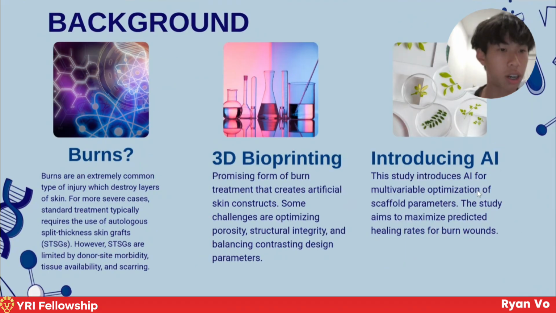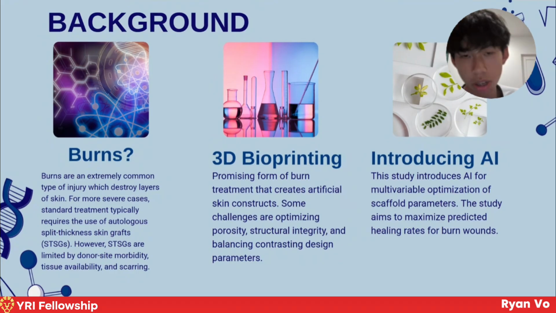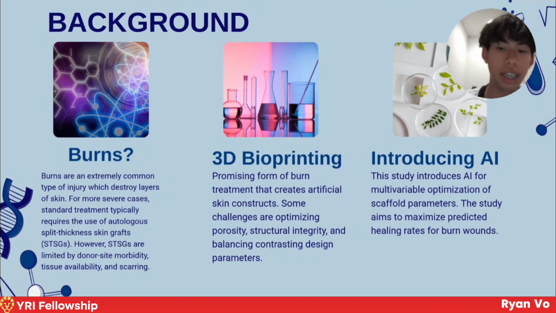patients. Burns are an extremely common type of injury which destroys layers of skin. And for the most severe cases, standard treatment usually requires split thickness skin grafts. However, these grafts are limited by donor site morbidity, tissue availability, and scarring. So one solution that's been emerging is 3D bioprinting. And this is a promising form of burn treatment, which creates artificial skin constructs to mimic the native skin.